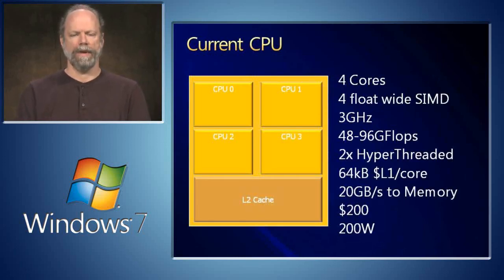So today we have a fairly common number of CPUs out there that are fairly well understood by programmers. Many of them have about 4 cores today, 2 to 4 cores. Each of those cores can complete about 4 floating point SIMD operations per clock. They run at around 3 gigahertz, and this gives you effectively 50 to 100 gigaflops of performance for single precision math. They're typically two-way hyper-threaded and cost about $200, and 200 watts are consumed by those cores.